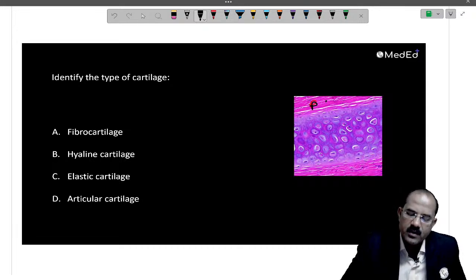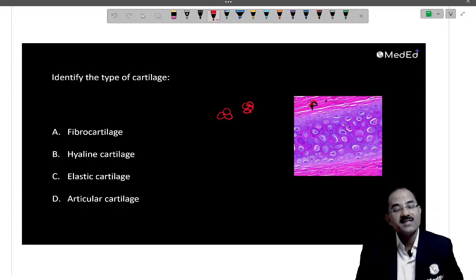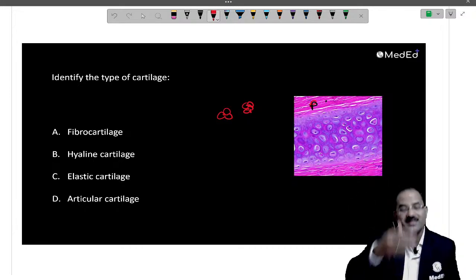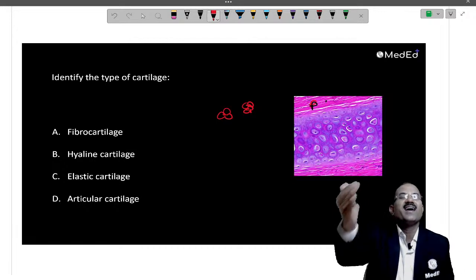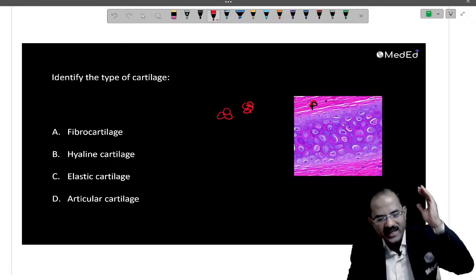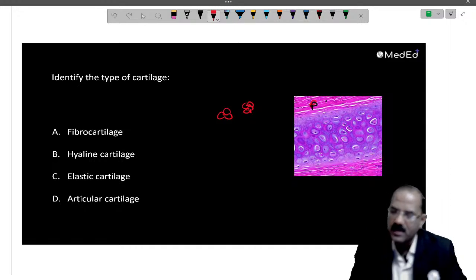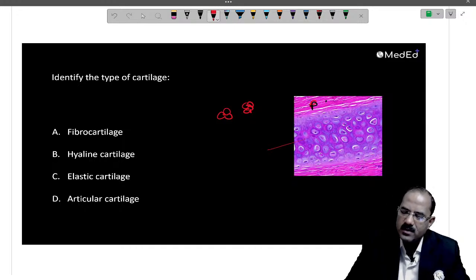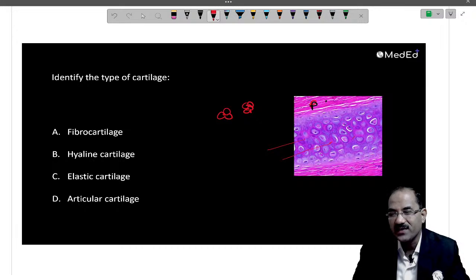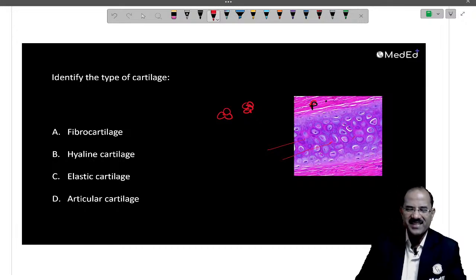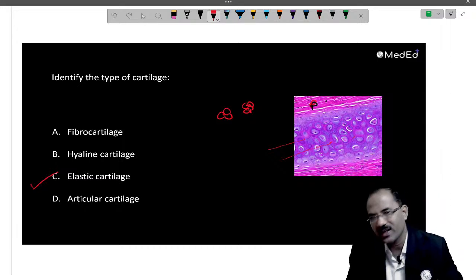The chondrocytes, if they are present in groups like this, in a group of 3, in a group of 4, this is what we call a cell nest. And cell nest is a characteristic of hyaline cartilage. Now here the chondrocytes are large in size, and you can see these shining elastic fibers, right? The shining fibers are elastic fibers. So this is an example of elastic cartilage.